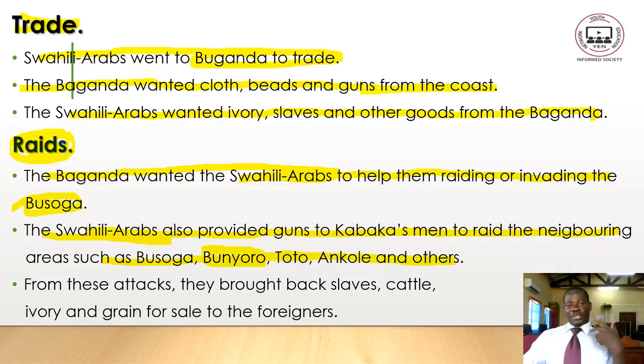So with the coming of the Arabs, they gave guns to the Buganda and they were able to defeat them. From these attacks, they brought back slaves, cattle, ivory, and grain, which were sold to the foreigners. They could even capture those people and sell them to the Swahili Arabs as slaves.